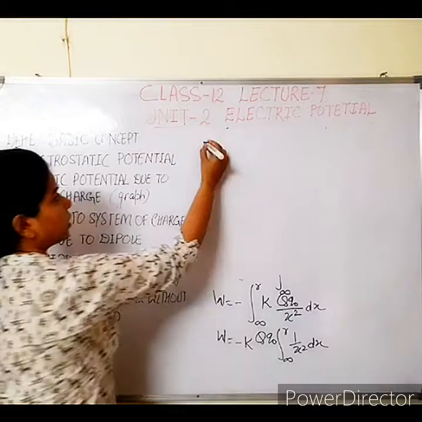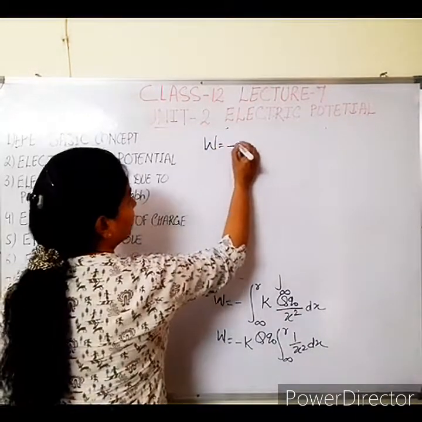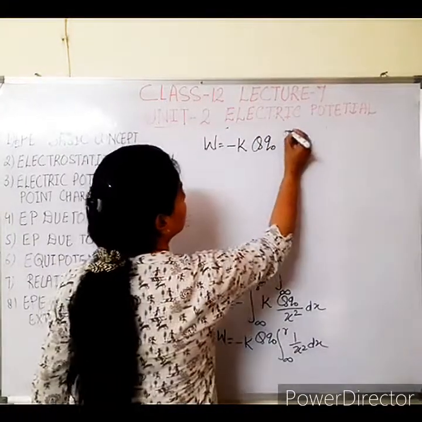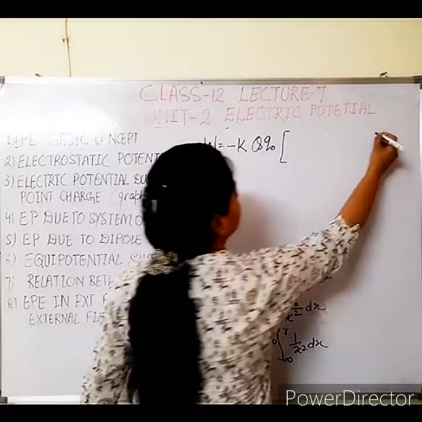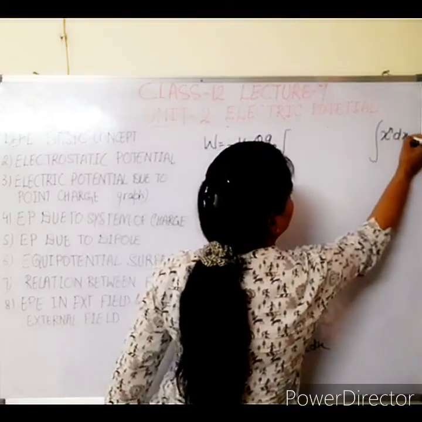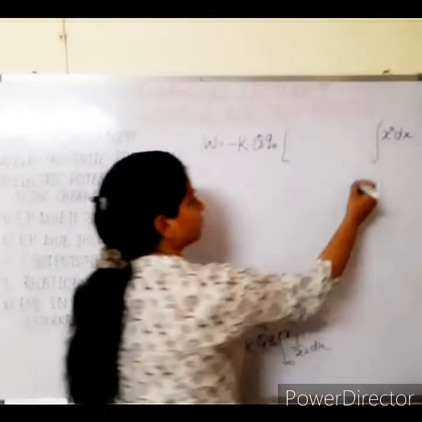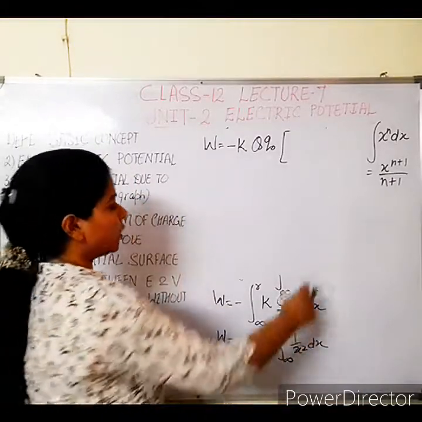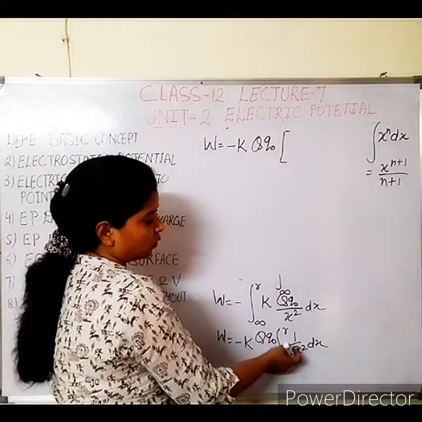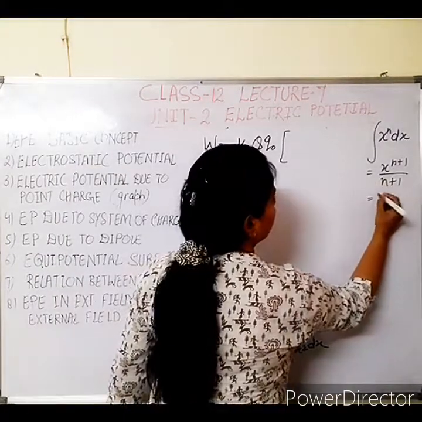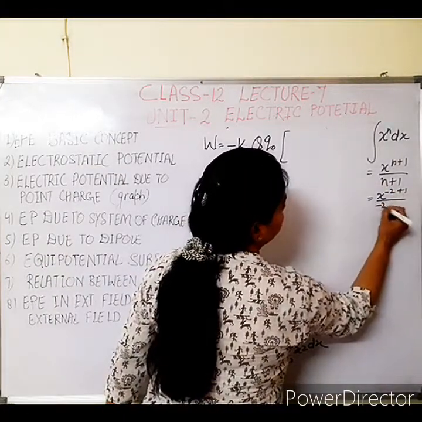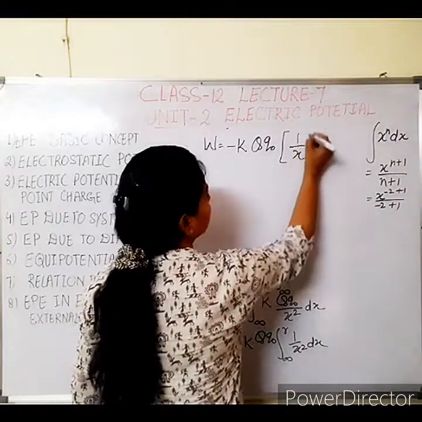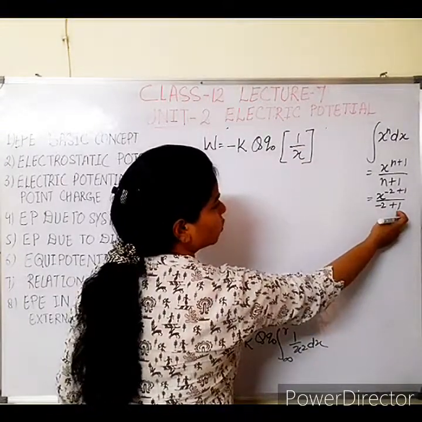Now you can see that W is equal to minus K Q naught and the integration. This will come as the integration of 1 over x square. The formula is the integration of x to the power n dx. The integration of this will be what? x to the power n plus 1 over n plus 1. So here the n value is what? Minus 2. 1 over x square means what? x to the power minus 2. So here it will come as x to the power minus 2 plus 1 over minus 2 plus 1. What will be the result? x to the power minus 1, and minus 1 in the power means 1 over x.